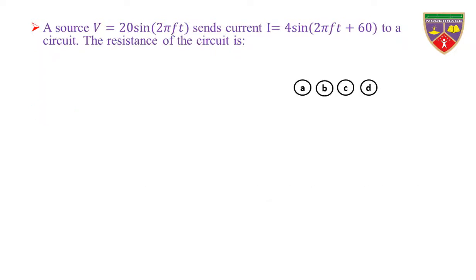A source V is equal to 20 sine 2 pi ft sends current I is equal to 4 sine (2 pi ft plus 60) to a circuit. The resistance of the circuit is option A 4.0 ohms, option B 5.0 ohms, option C 10 ohms, option D 20 ohms. The key is 5.0 ohms. Therefore, the correct option is B.